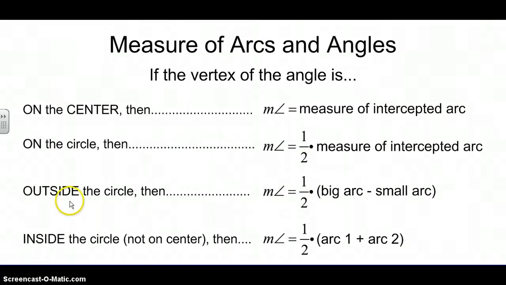If the vertex of your angle is outside the circle, then the measure of the angle is equal to half the difference between the big arc and the small arc. That will make some more sense once we do a few examples. If the vertex of your angle is inside the circle, not on the center, then the measure of the angle is equal to half the sum of the two arcs. And again, that formula will make more sense once we do a few examples. So if you're not done writing this, pause your video and finish writing it now.